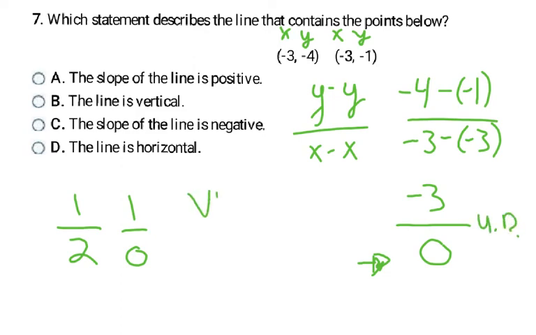And if you remember back to our acronym VUX, that U stands for undefined. So that means the V is vertical. My answer is going to be B, because that line is vertical, because I have an undefined slope.